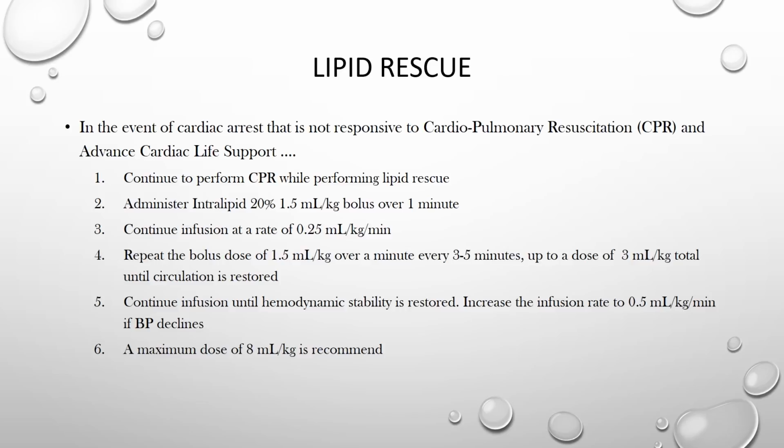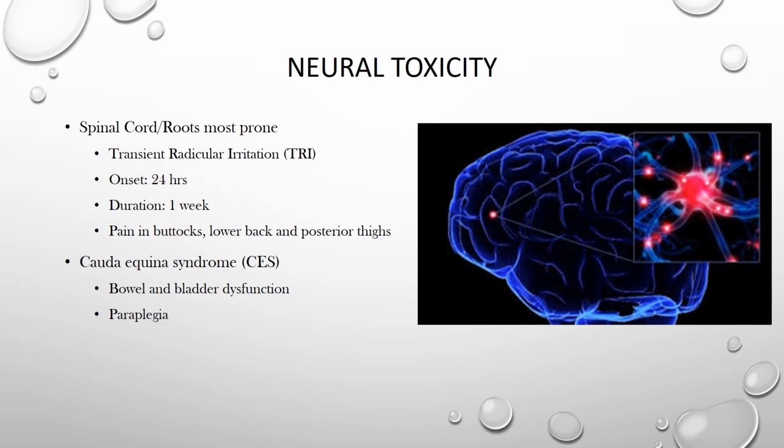After the initial bolus, continue with an intralipid infusion at a rate of 0.25 milliliters per kg per minute. After circulation is restored, continue the infusion, increasing it to a rate of 0.5 milliliters per kg per minute for drops in blood pressure.